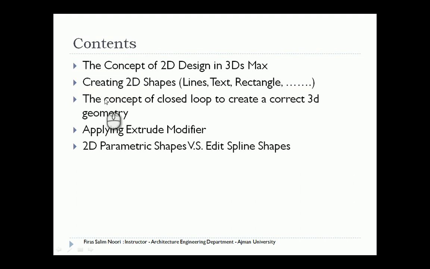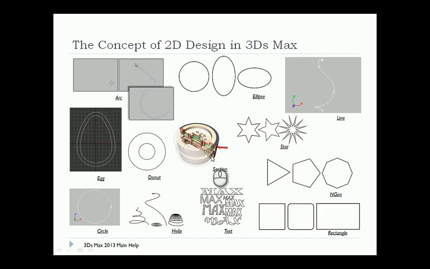And then we're going to see the concept of closed loops, and how it's important to create the correct geometry in 3D Studio Max, usually by applying the Extrude Modifier. And then we're going to have a quick look at the 2D parametric shapes versus the Edit Spline.